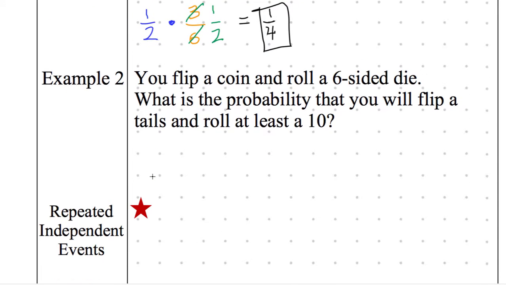Let's try another one. You flip a coin and roll a 6-sided die just like before. Now what's the probability that you flip a tails and roll at least a 10 when you add the 2 dice together? So first of all, what are we going to do? Same thing as the last one. So it'd be 1/2 for the chance of rolling tails.